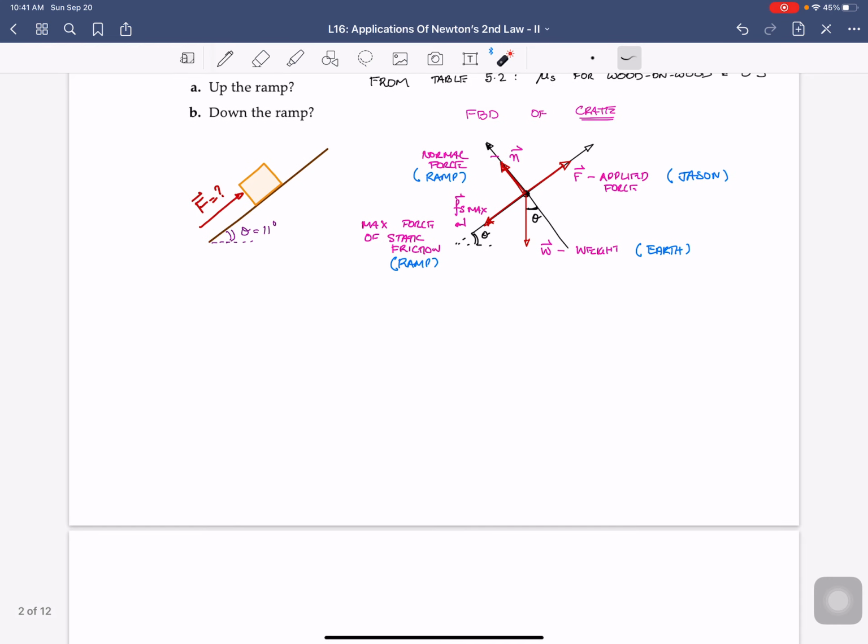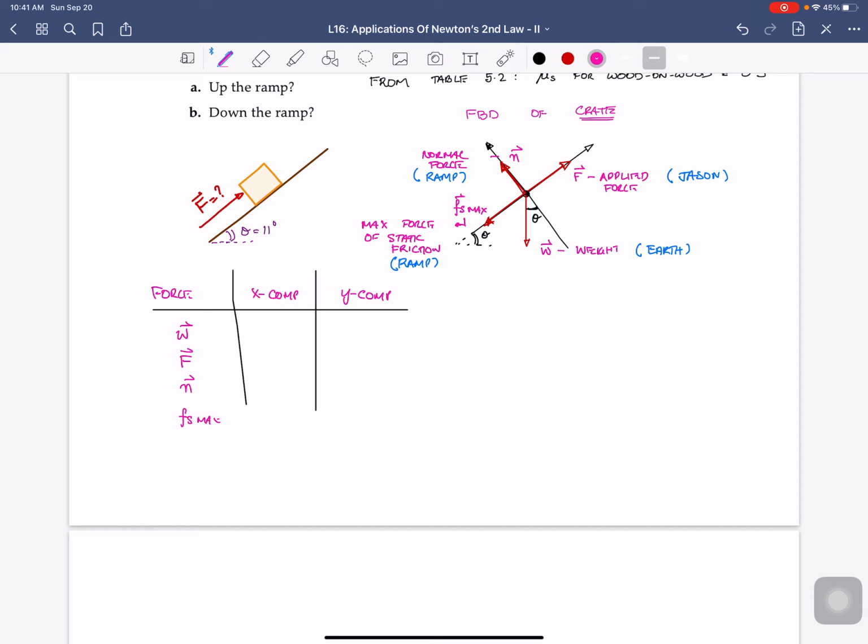Now we go ahead, and if you resolve the forces into components, again, you got to get really comfortable doing that. And I'm just going to write them down very quickly. So the forces are going to be listed in the first column. Force, x component, y component: the weight, the applied force that Jason exerts, the normal force, and the maximum force of static friction. The weight is going to be minus mg sine theta along the x-axis, and minus mg cosine theta along the negative y-axis.